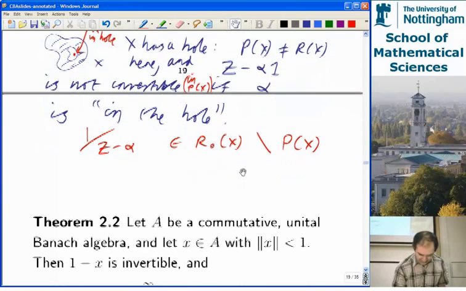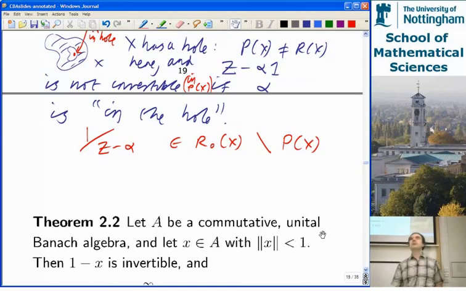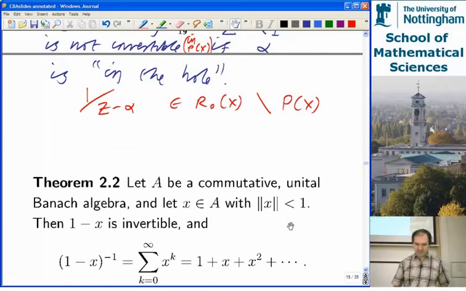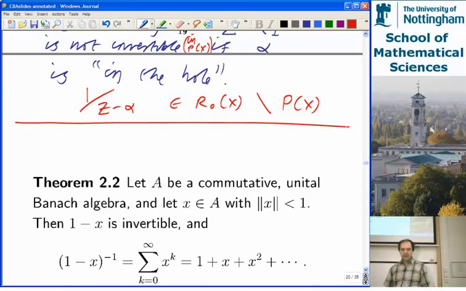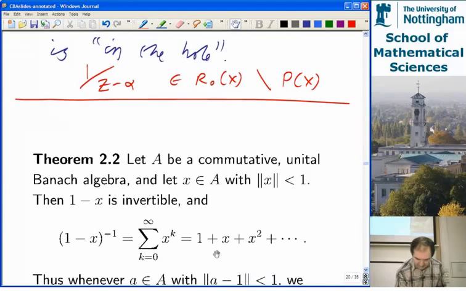Now, here, Theorem 2.2, this is what really gets you started in Banach algebras. This doesn't work in normed algebras, but it does work in Banach algebras. And the idea is that you can define 1 over 1 minus x by this series as long as the norm of x is less than 1. So let's have a quick think about that.